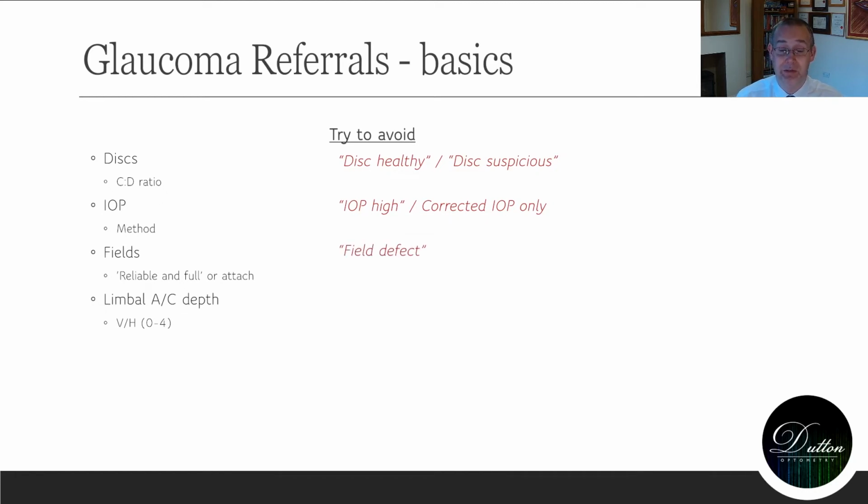Saying that somebody has a field defect is not that helpful. Is that just a single point of reduced sensitivity, or is it a dense arcuate defect? Or indeed is it a neurological field defect which is unrelated to glaucoma? And describing the angles as open or narrow is much less helpful than giving a Van Herrick grading.